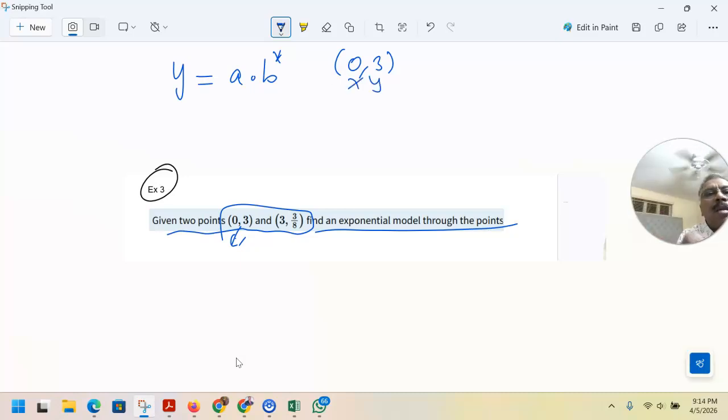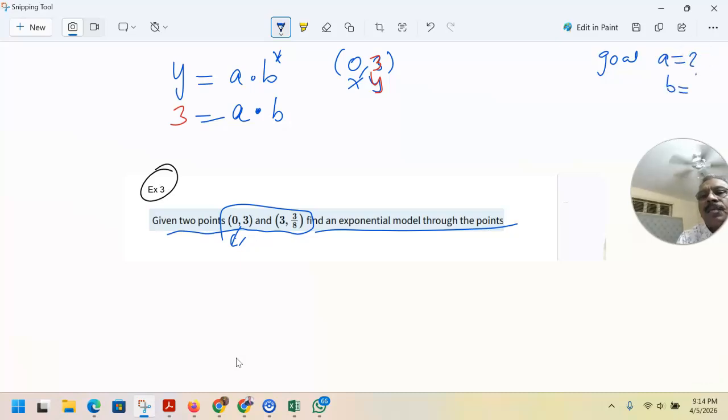So step number 1, you plug in y is 3, the red one, see? So I put 3 equals a, which stays the same, b stays the same. Our goal, what is our goal? To figure out what is a and what is b. So x is 0. So this piece which you see in black color, this x is 0. So I put 0.